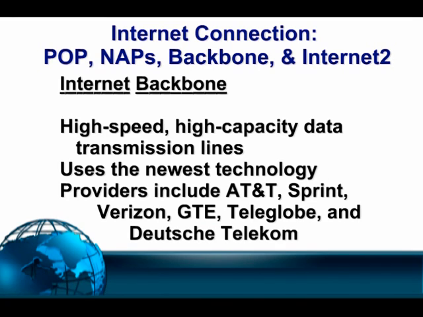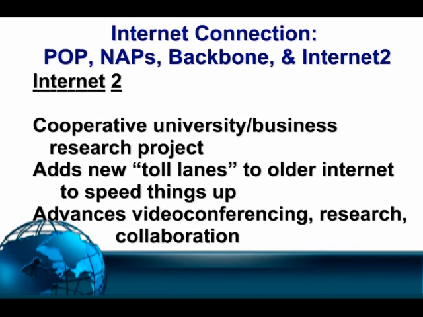Internet backbone. High-speed, high-capacity data transmission lines. It uses the newest technology. Providers include AT&T, Sprint, Verizon, GTE, Teleglobe, and Deutsche Telekom. Internet 2. A cooperative university or business research project. Adds new toll lanes to the older internet to speed things up. It advances video conferencing, research, and collaboration.